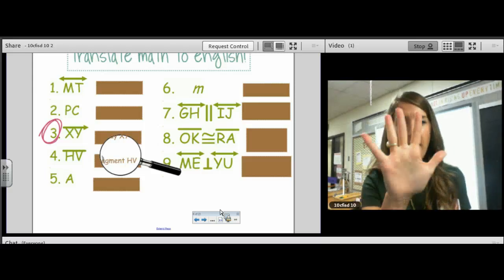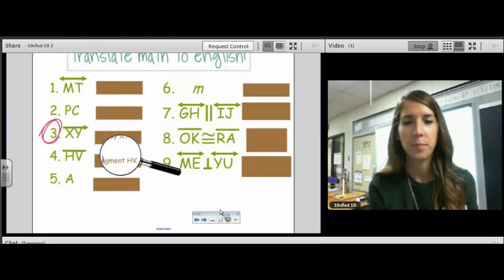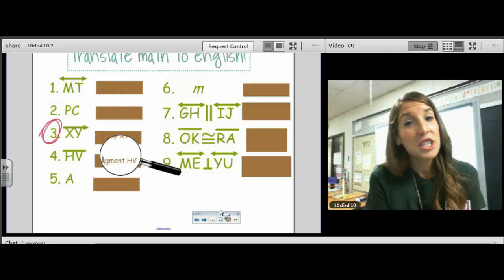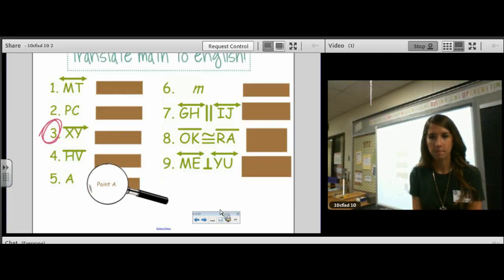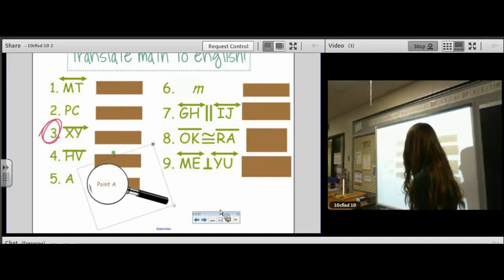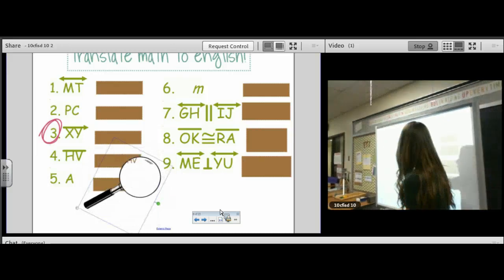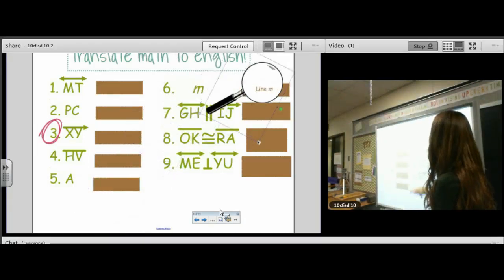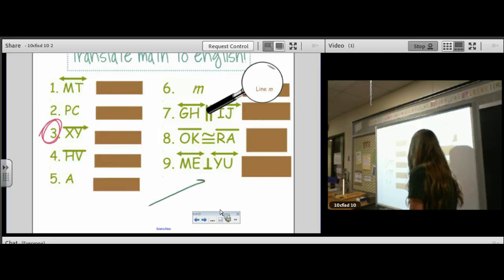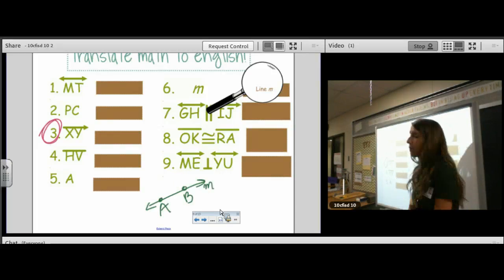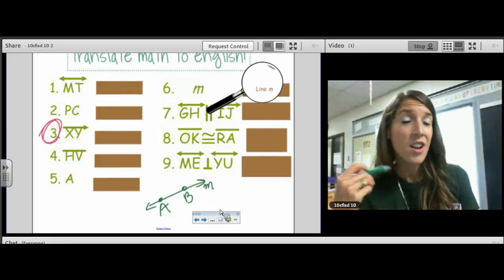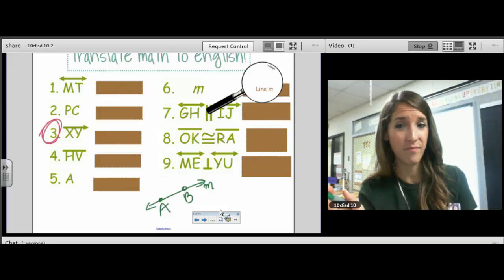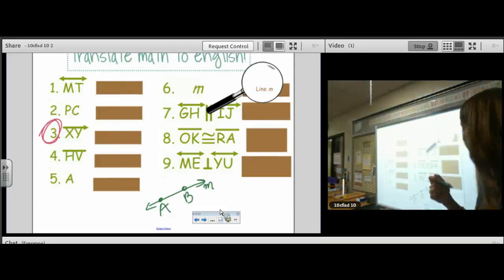What's the next one? Number 5. Say number 5 to your neighbor. If I just use 1 capital letter, it's a point. All right, let's move on to number 6. A lowercase italicized letter. Let me show you what that would look like. Once again, we don't do this very often. Every now and then, that's line AB, but if they put an italicized lowercase letter, you could also call it line italicized M. But like I said, it won't happen often. I just wanted to show you.